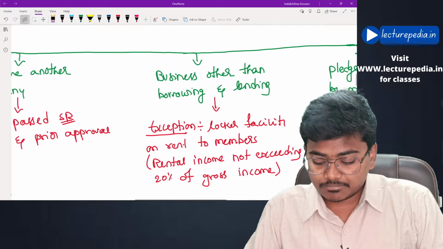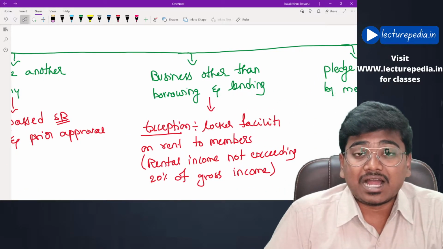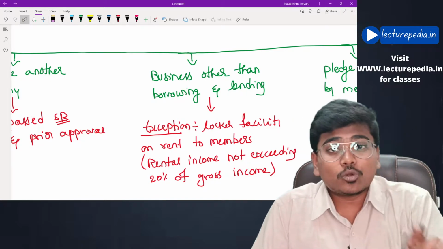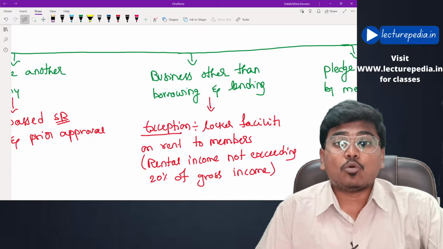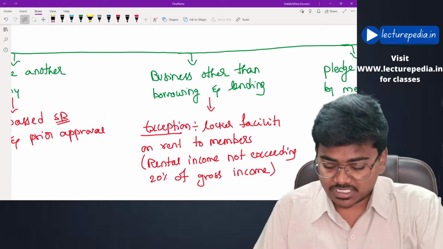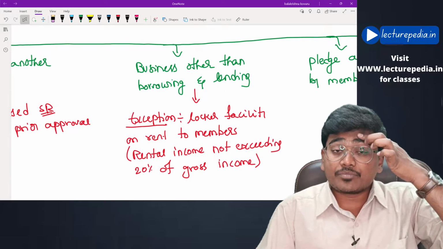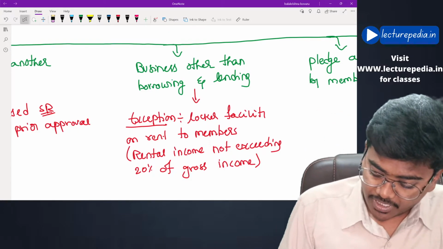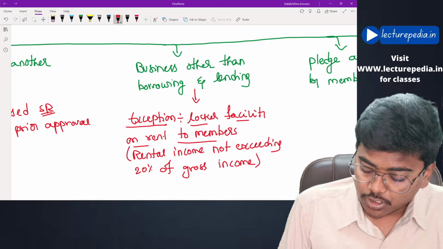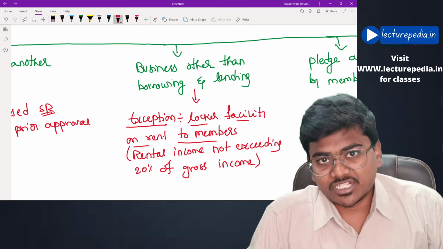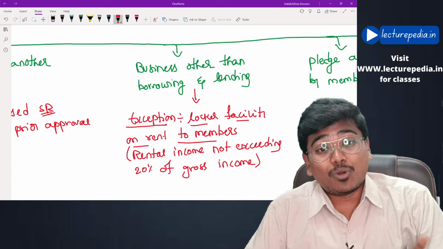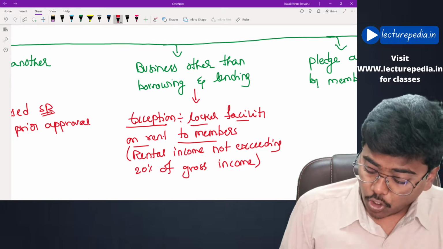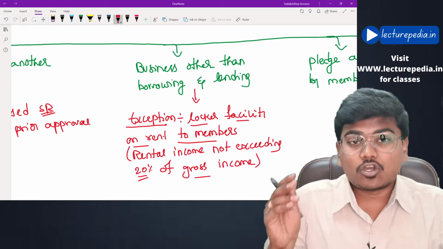Okay, and Nidhi cannot do any business other than borrowing and lending of funds from its members. Okay, this borrowing and lending business should also be only with its members. Hope this is clear. However, apart from this borrowing and lending, it can carry another activity. That activity is locker facility on rent to members. Okay, it can provide locker facility to the members on rental basis, provided that the maximum amount of rent that the Nidhi can receive is not exceeding 20% of the gross income of the Nidhi.